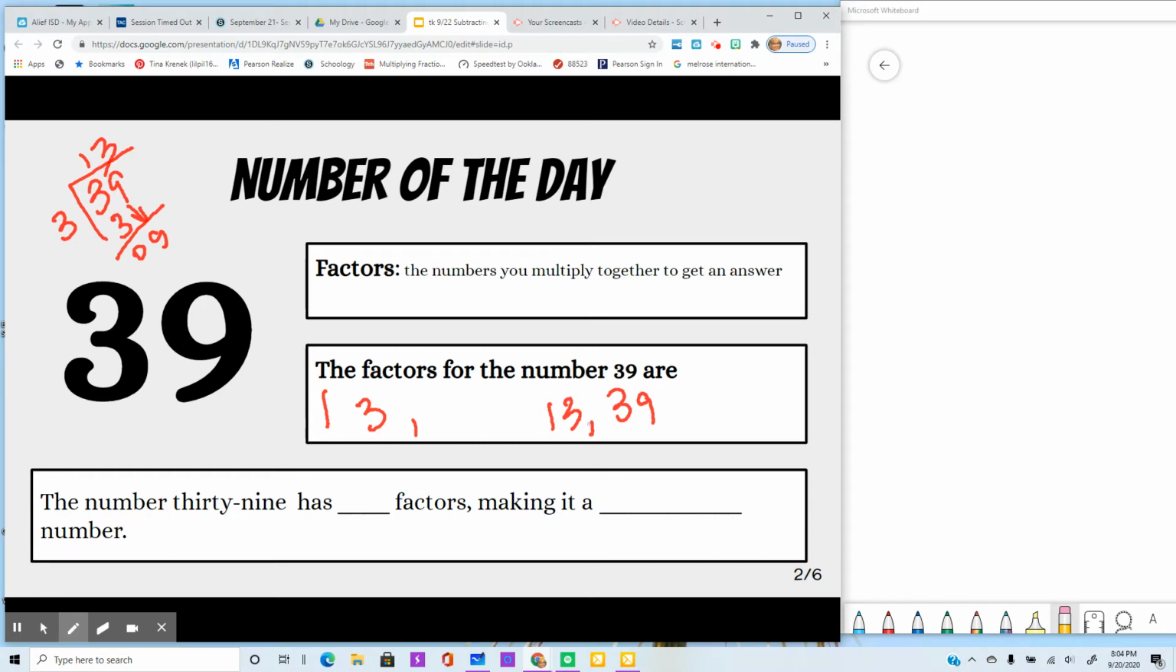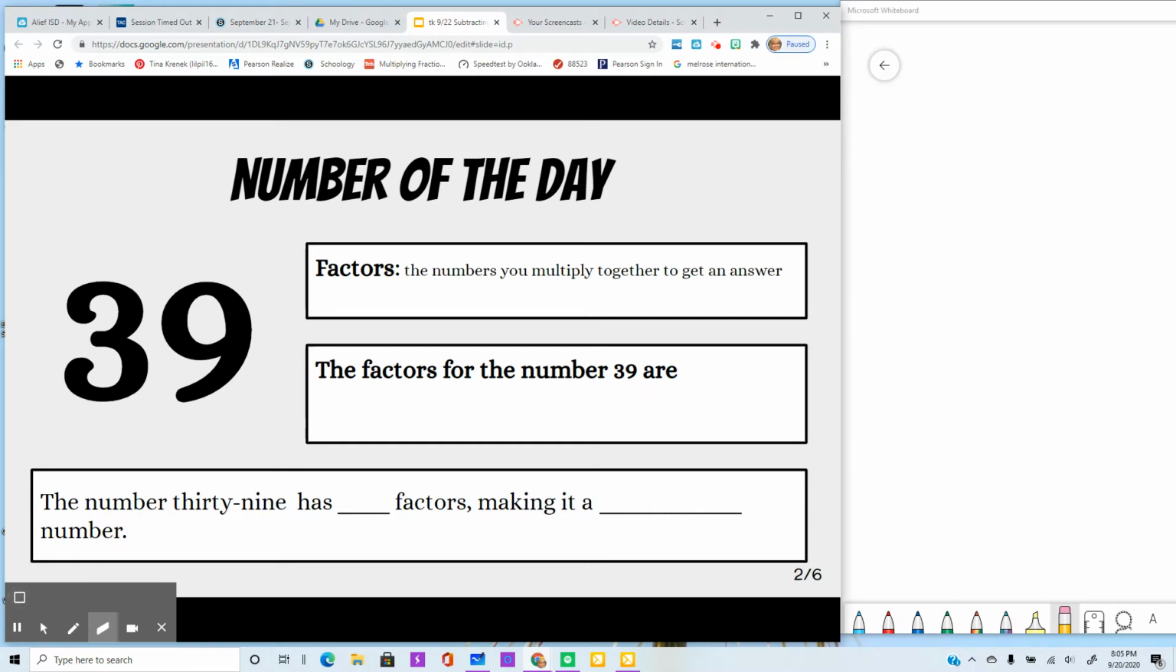It won't divide by 5. I don't think it divides by 6 because 6 times 6 is 36, and the next grouping would take us to 42. So 39 has 4 factors, making it a composite number. Make sure you put that in your notebook. Keep track of all the numbers. This will help you when we start going over these a little later again.